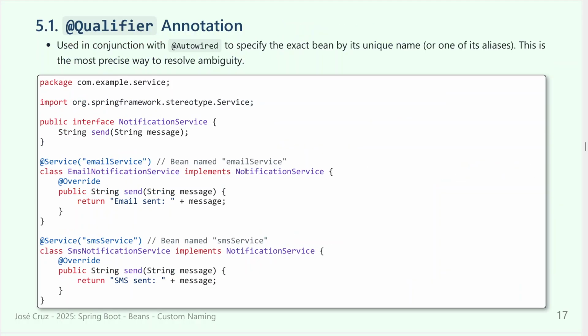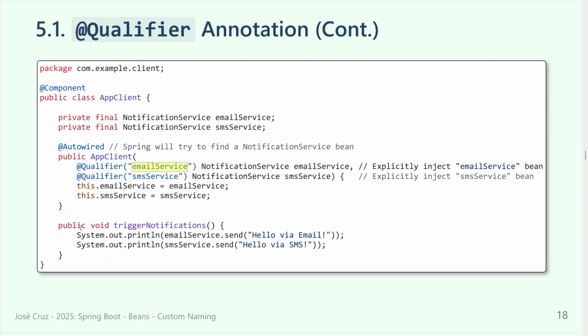In our case, it will be this name because we prefer email service over email notification service. But if you don't have this name, the qualifier also works. Of course, it will be email notification service, again with the E in lowercase, and the same applies to SMS. And in this case, you have to use both qualifiers to distinguish between the email service and the SMS service. That's the common use of the qualifier. It's when we have ambiguity.